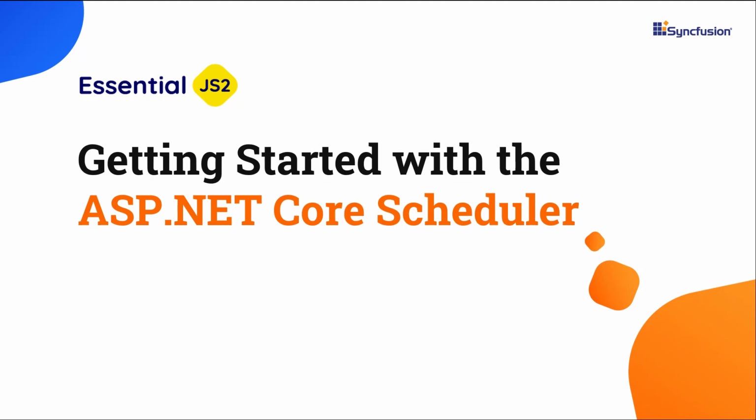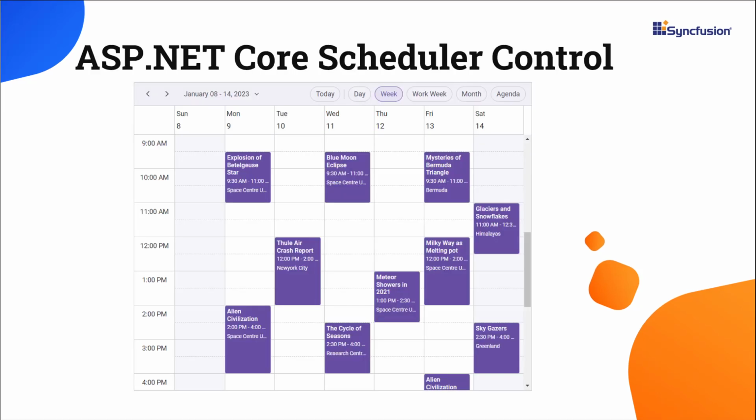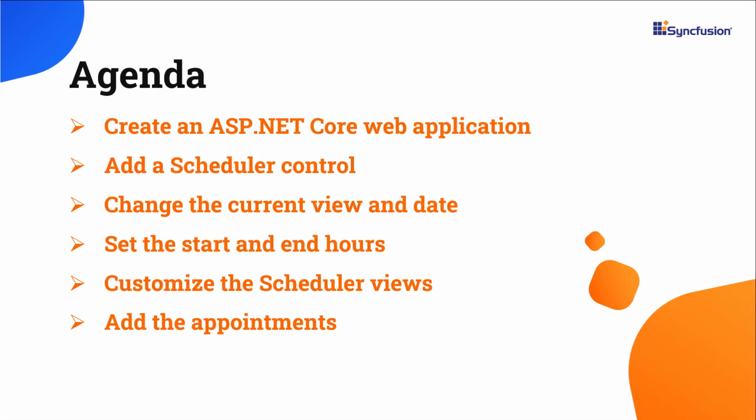Welcome to this ASP.NET Core Scheduler Control tutorial. The ASP.NET Core Scheduler, also known as Event Calendar, is used to manage time efficiently by scheduling and rescheduling events or appointments through editor pop-ups. In this video, I'll show you how easy it is to add a scheduler to an ASP.NET Core web application.